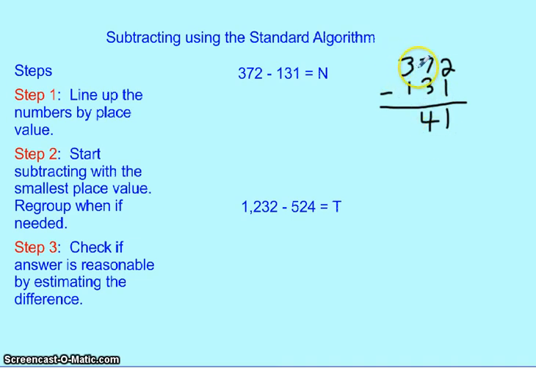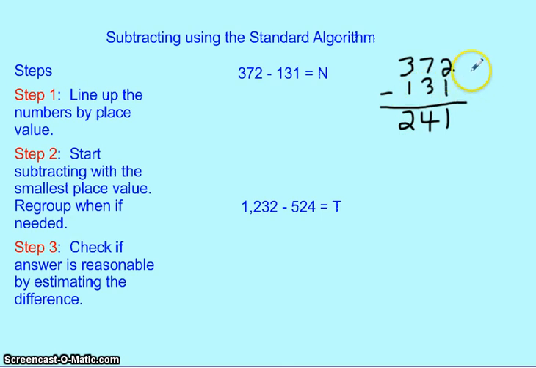Then I go to my hundreds place. I have 3 hundreds. I'm trying to subtract 100. Therefore, I have enough hundreds to subtract. So 3 minus 1 is 2. So 372 minus 131 is 241.